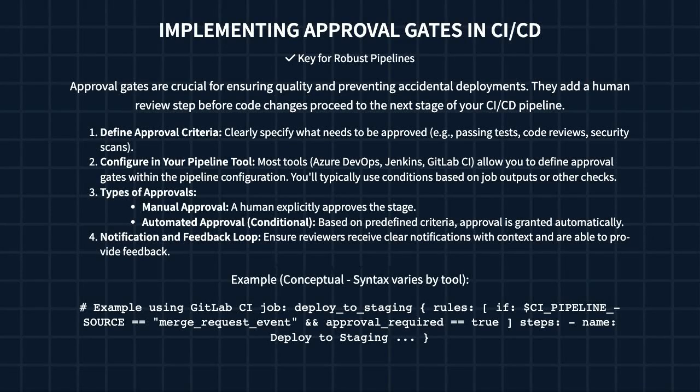Okay, let's talk about adding approval gates into your CI/CD pipelines. Think of them as checkpoints. They're a really important way to ensure quality before you actually deploy something live. Basically, you define what needs to be approved. Maybe it's passing all the tests or having a successful code review. Then, within your pipeline tool like Azure DevOps or GitLab CI, you set up these gates. You can have manual approvals where someone has to click approve, or automated ones triggered if certain conditions are met. It's vital that reviewers get clear notifications and can easily provide feedback. A good approval process isn't just about saying yes, it's about ensuring everyone is on the same page.